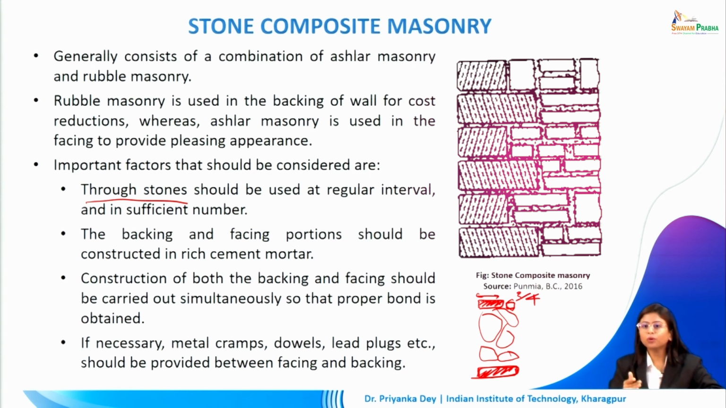So you do not want to create the random rubble part first and then add the ashlar as a cosmetic treatment on top. You want to do both together so that they act together and become consolidated and act as the same wall, not two halves or two leaves. If necessary, metal clamps, dowels, plugs, etc. have to be introduced to ensure that the backing and the facing act together or are well bonded together.